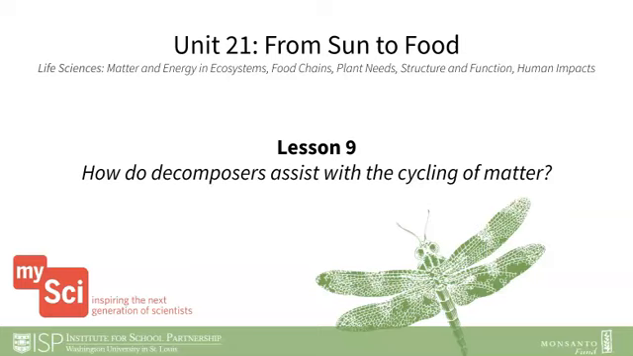Welcome to Lesson 9 in Unit 21, From Sun to Food. In the previous lesson, students figured out that energy from the sun is transferred from the sun to food, and living things use that energy in food to move and grow. They learned that there are different roles in an ecosystem.